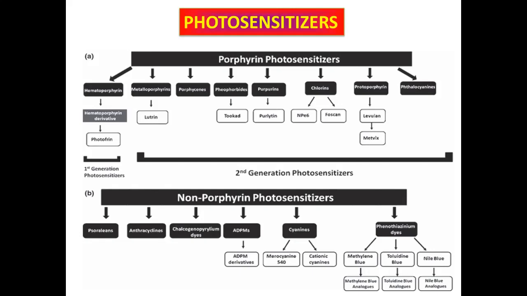Usually the photosensitizers have a certain wavelength. It also has the fluorescent property. That means when light is irradiated on it, it has the power of emitting light, like a photoluminescence property.